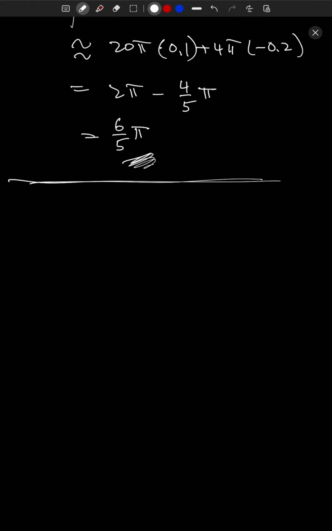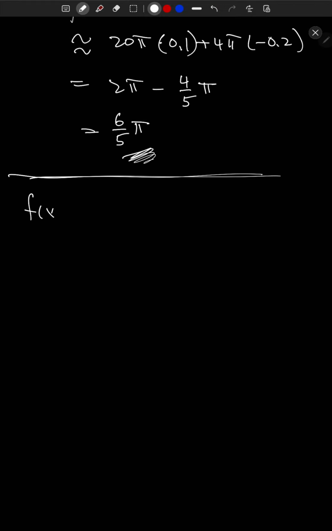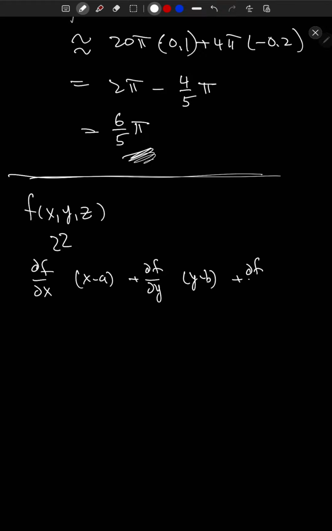Oh, I guess I should say one thing. If you do have a 3-variable function, everything applies exactly the same, right? So a 3-variable function is going to be approximately, and you can guess by now, it's going to be df dx, x minus a, plus df dy, y minus b, plus df dz, let's say z minus c, right? And this is if you're approximating at the base point of a comma b comma c.